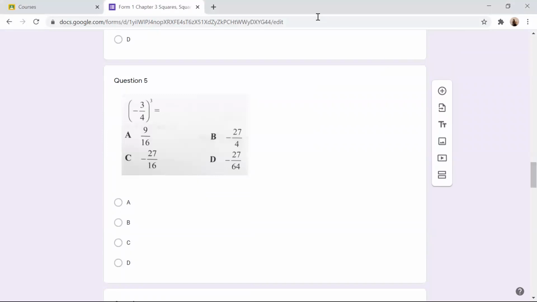Question number 5, it's a cubic question. So be careful and read your question carefully. This is a cubic question. That means negative 3 over 4, you multiply by itself another 2 times. So this will be the meaning of cubes. Let's settle the sign first. Negative times negative, we get positive. And then positive times another negative, the final answer will be negative. So the answer which is not negative will not be our choice. So we are left with B, C, and D.